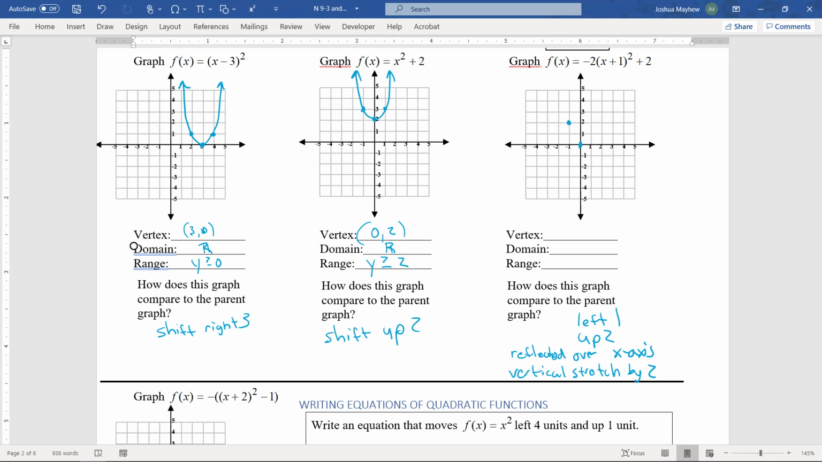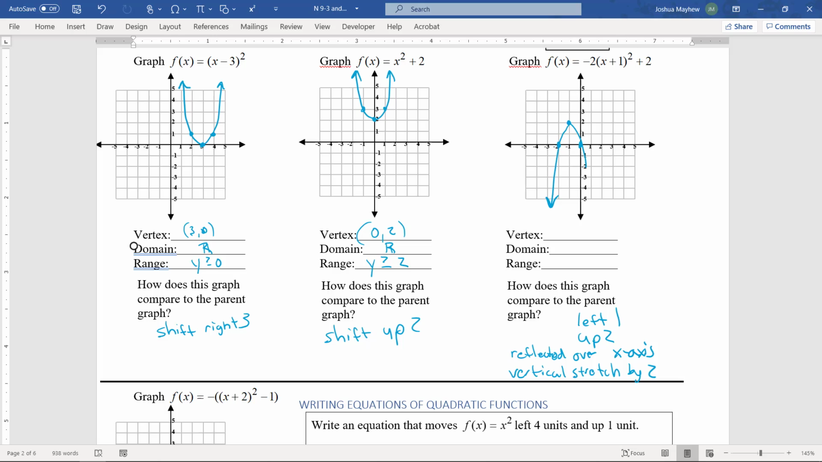Now let's look at this point. We're going to do the same thing. We're going to stretch it to 2, reflect it, up 2, left 1. And again, if this seems too hard, use your calculator to get the points. But the more you do this, I promise you're going to want to just do it by hand.